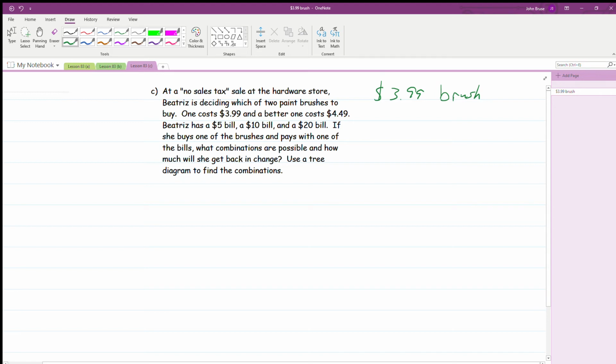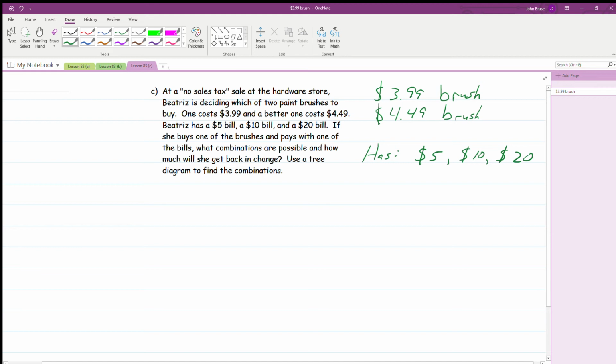And a better one costs $4.49, so we have a $4.49 brush. Beatrice has a $5 bill, a $10 bill, and a $20 bill. If she buys one of the brushes and pays with one of the bills, what combinations are possible and how much will she get back in change? And it says use a tree diagram to find the combinations.